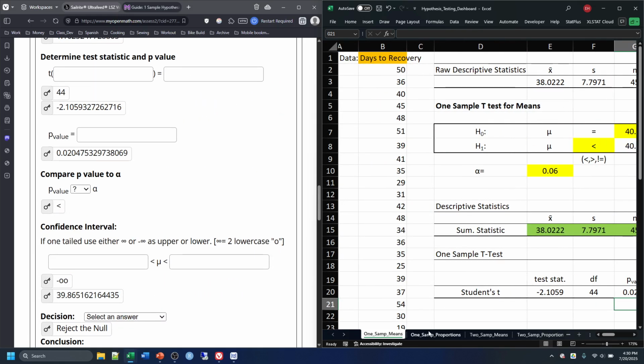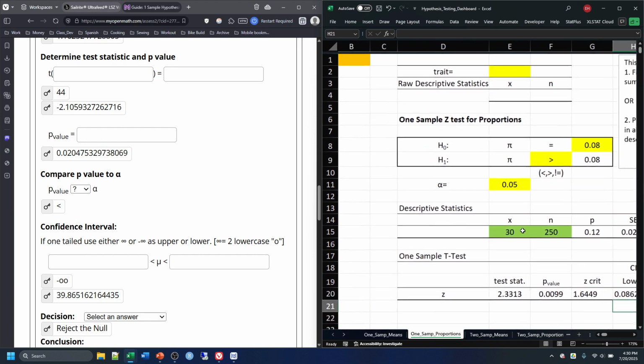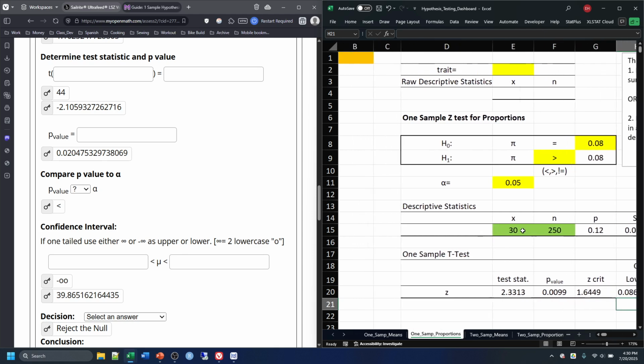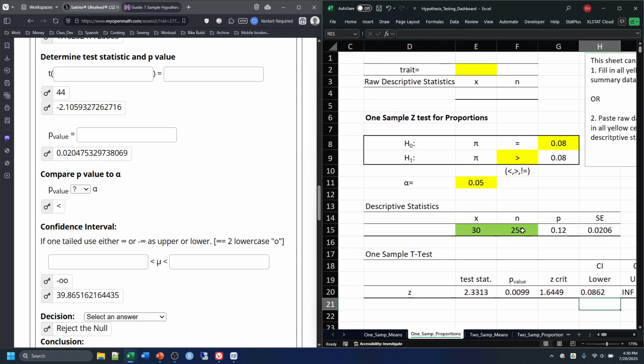You can also do this for one sample for proportions as well. And you can do that with raw data as well. And that is in some other videos too.